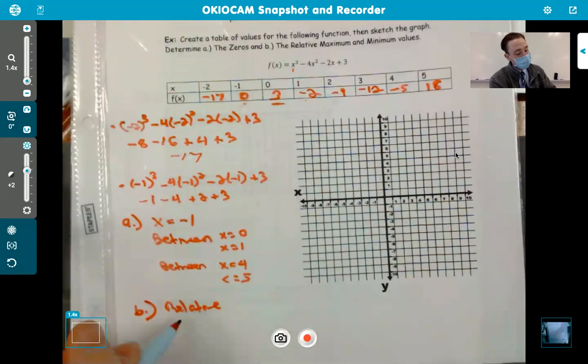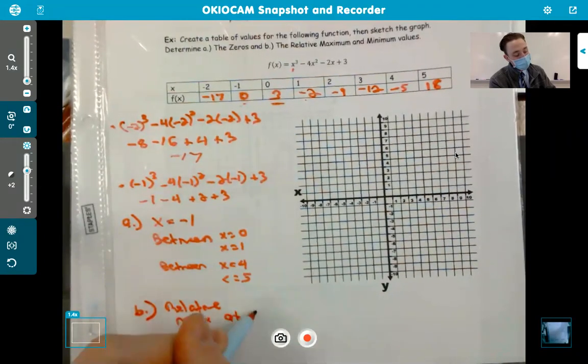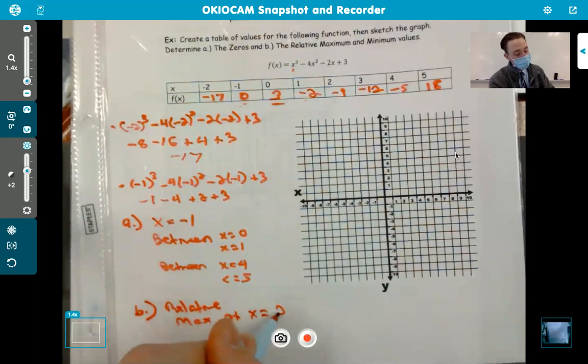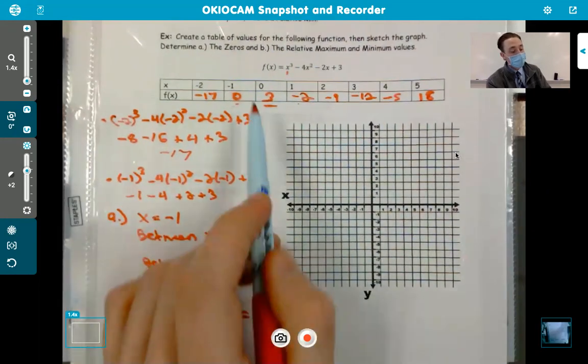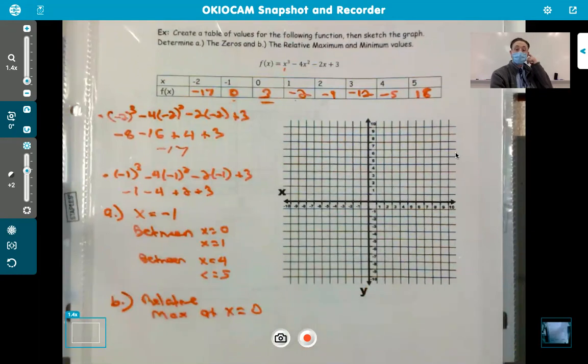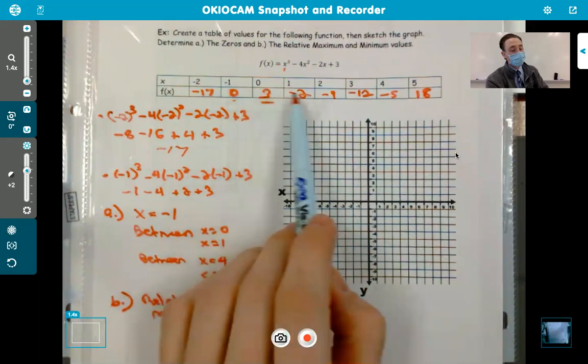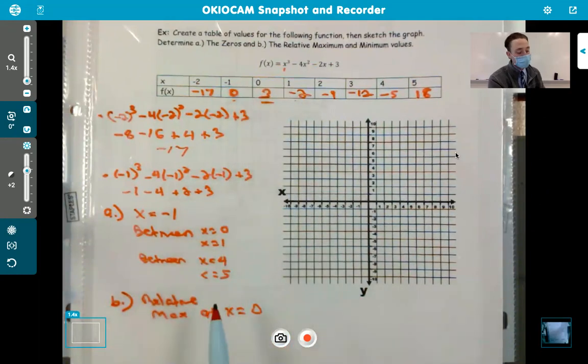So in part B, I have a relative max at x is equal to 0, right? Because I was increasing on either side of 0 and then decreasing, and my y values were smaller on either side of the y value at x equals 0.